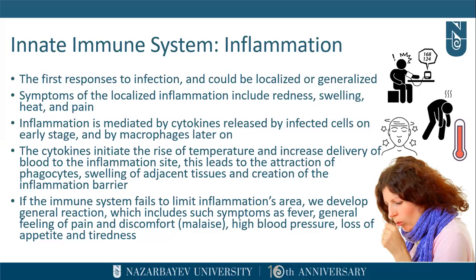So what happens is that if the immune system fails to limit the inflammation's area, then the person will start to have a general feeling of pain, lethargy, and even sometimes low blood pressure, as you can see in this picture. Our nerve endings feel that pain through the prostaglandins. Maybe evolutionarily it was done in a way so that the person stays home, stays in bed, doesn't go out in order not to spread the infection to other people, and just stays isolated.